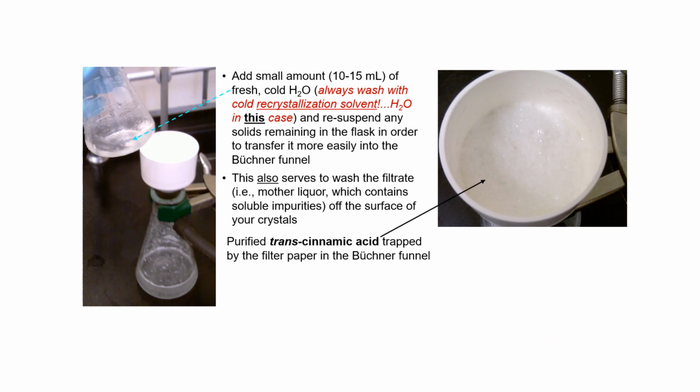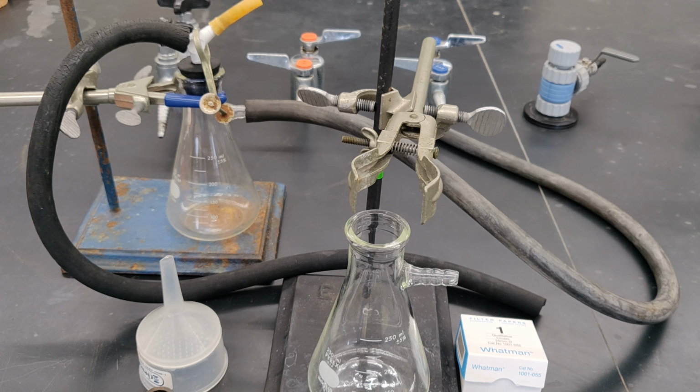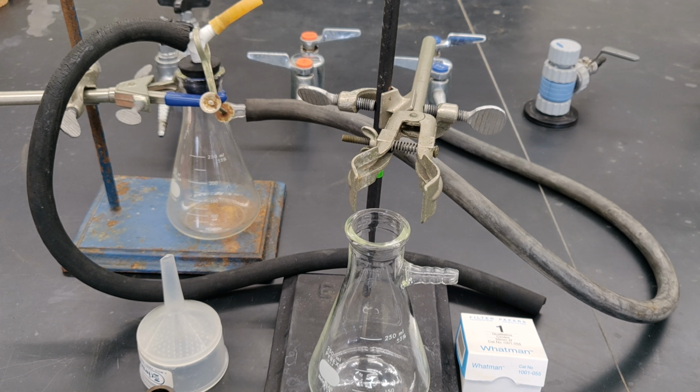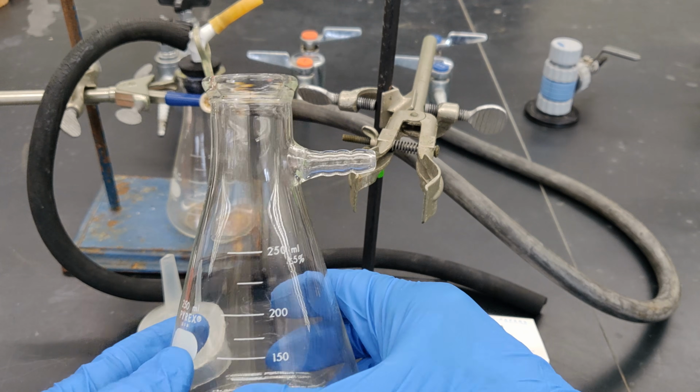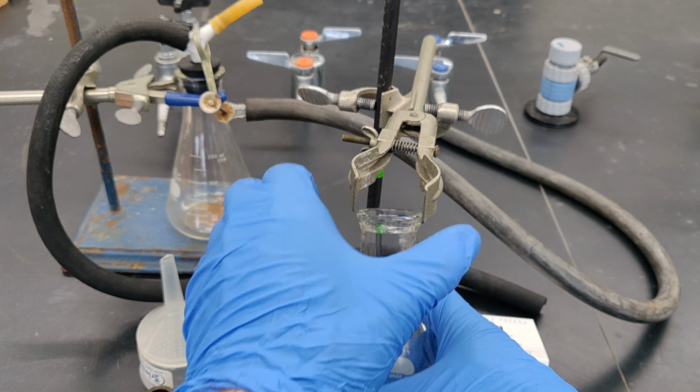This is what your purified trans-cinnamic acid should look like after you've collected it by vacuum filtration. To demonstrate vacuum filtration, we'll collect the cinnamic acid solid from the flask that's been cooling in an ice water bath for 5 minutes. Use a 250 mL filter flask.